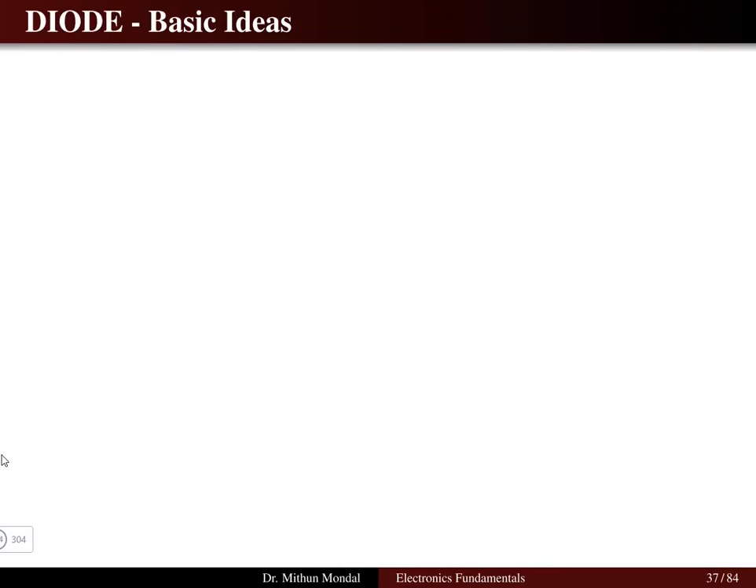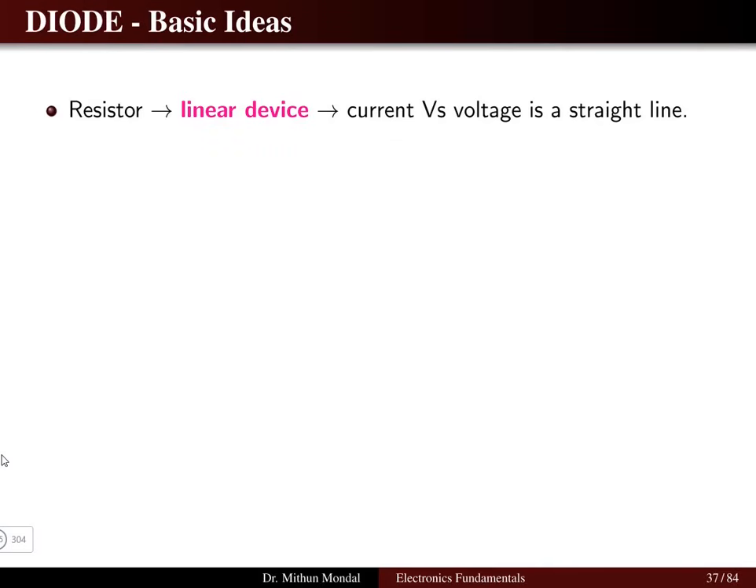The basic idea for the diode starts from a resistor. We should know the comparison with the resistor, which is a linear device. Why do we say the resistor is a linear device? Because the current voltage relationship is a straight line. If we draw the current voltage relationship, then when we increase the current, the voltage will increase in a straight line. So this is a resistor, which is a linear device.